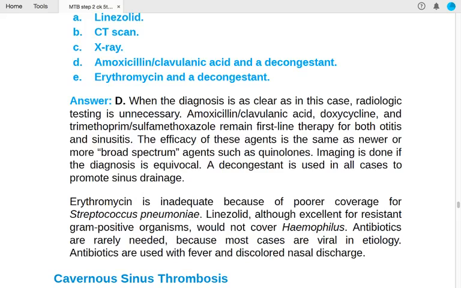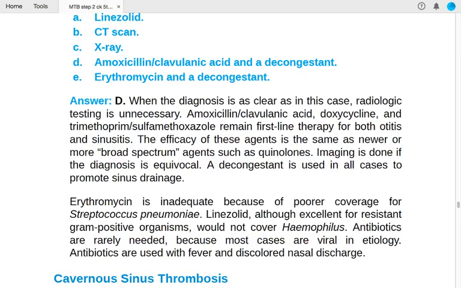If we want to promote the sinus drainage, then only we can use decongestant. Erythromycin is inadequate because of poor coverage for Streptococcus pneumoniae. It is not a good coverage option. Then linezolid, although excellent for resistant gram-positive organisms, would not cover Hemophilus, right?